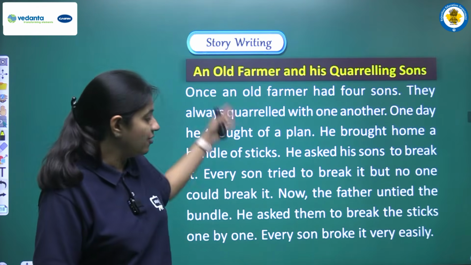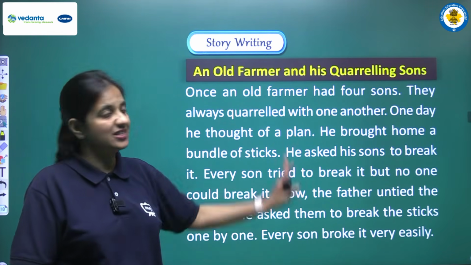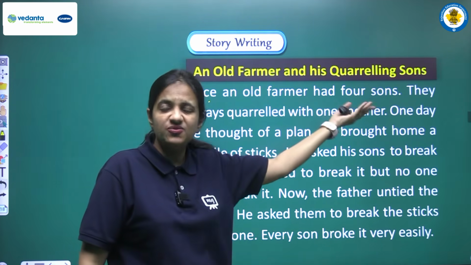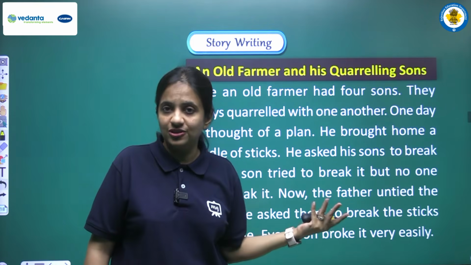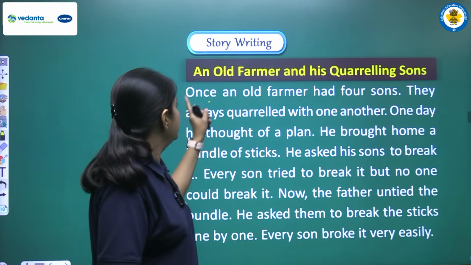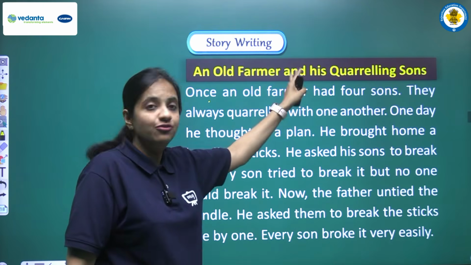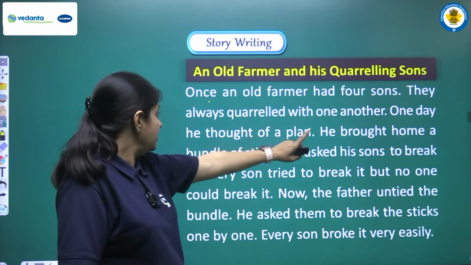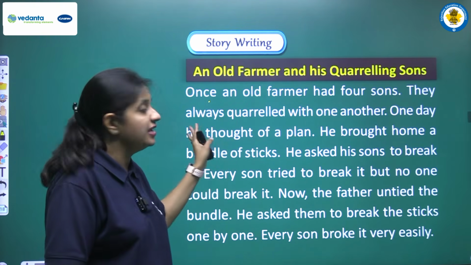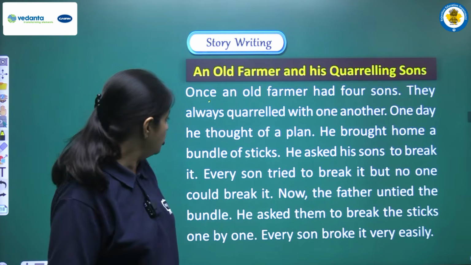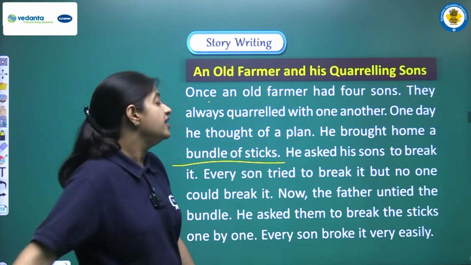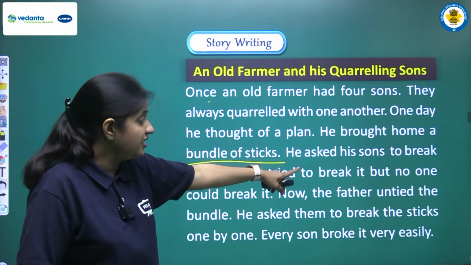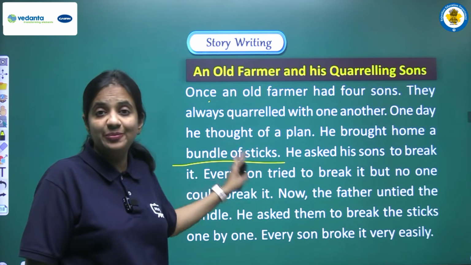So now let's have a look and read how we can make the story. This is the title: An Old Farmer and His Quarreling Sons. We can write 'and his four sons' also. Once an old farmer had four sons. They always quarreled with one another. One day he thought of a plan. He brought home a bundle of sticks. He asked his sons to break it. Every son tried to break it, but no one could.